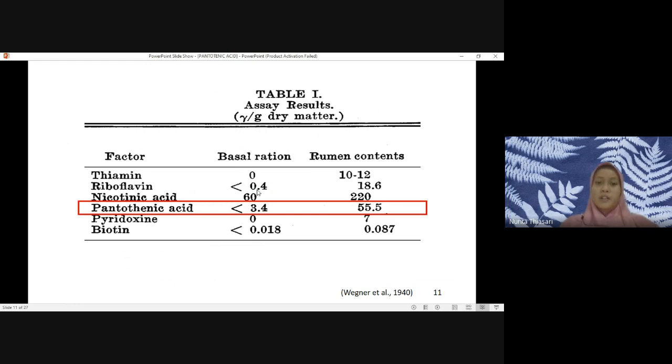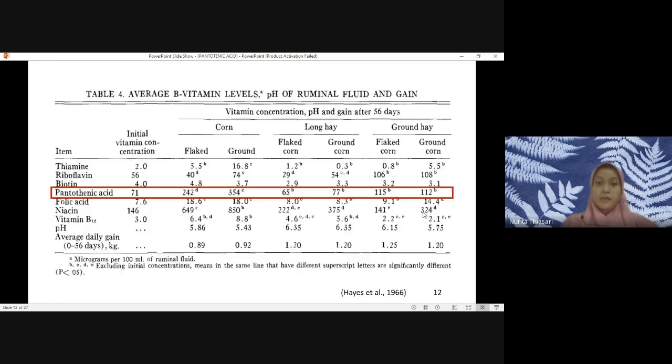So the pantothenic acid is synthesized by the microorganism in the rumen. We can see here that from the basal ration the concentration of pantothenic acid is less than 3.4, and then after they do analysis of the rumen content, they found the pantothenic acid becomes higher, 55.5. So they conclude that the rumen bacteria are able to synthesize the pantothenic acid.